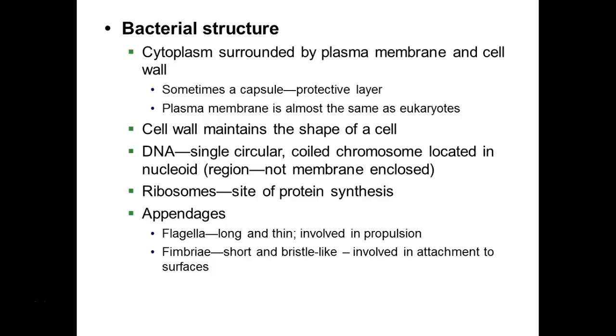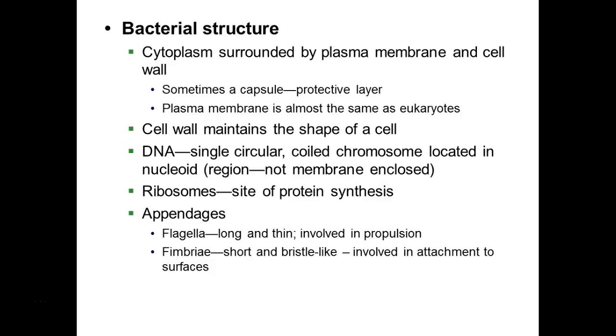The appendages that they have are either flagella, which are long and thin, and they're involved in propelling the organism. In fact, some bacteria are quite good swimmers. There's one that causes a urinary tract infection called Proteus that actually can swim against the flow of urine while you're peeing. Some bacteria also have short bristle-like structures called fimbriae.